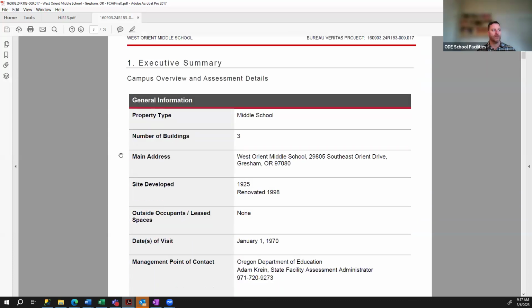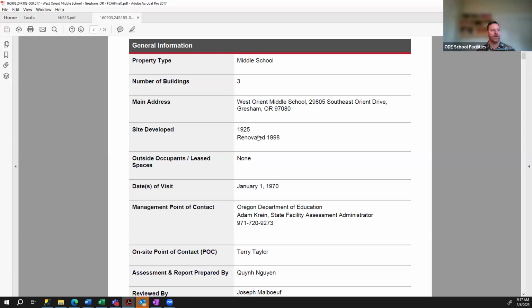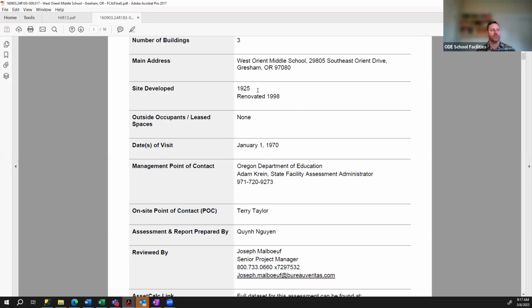And then here's that executive summary I was talking about. This is that high level general information of the building. So in this instance, the campus has 3 buildings on it. The address, when it was developed, it was built in 1925 and then renovated in 1998. And you'll notice later on that renovation can mean a couple different things. Because if you pass a bond, you may renovate the old building, but also add new building space to maybe replace a modular building. I know Oregon's really big into modulars.